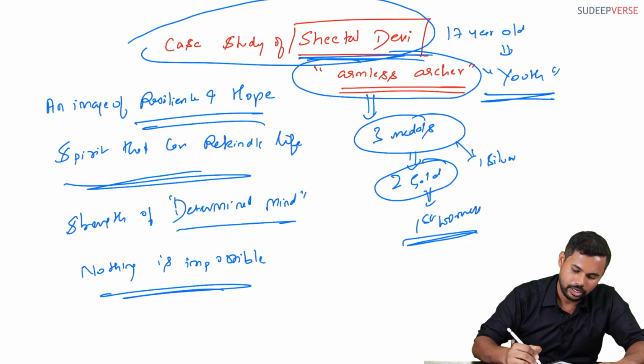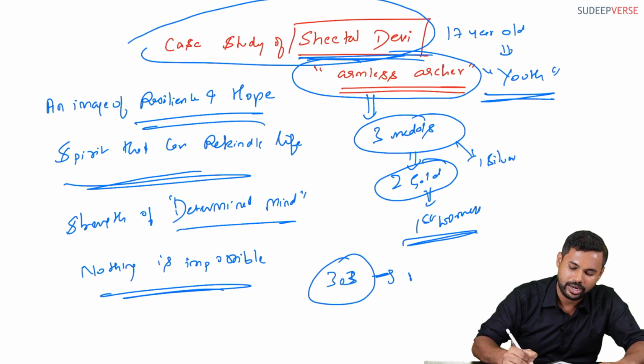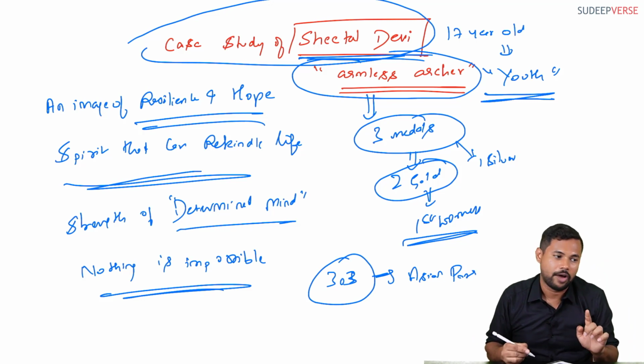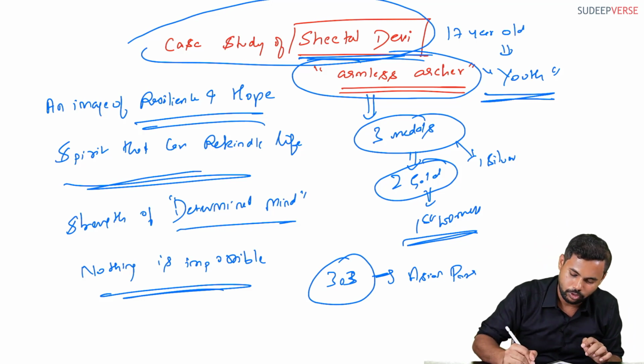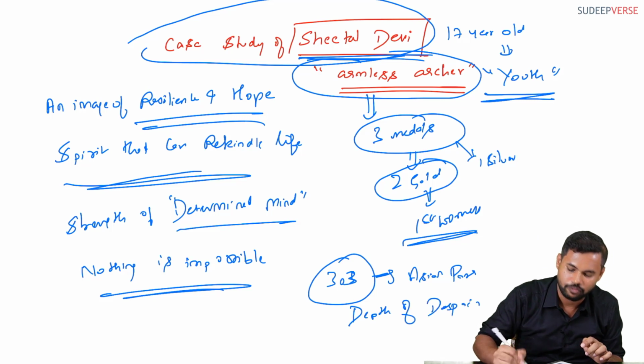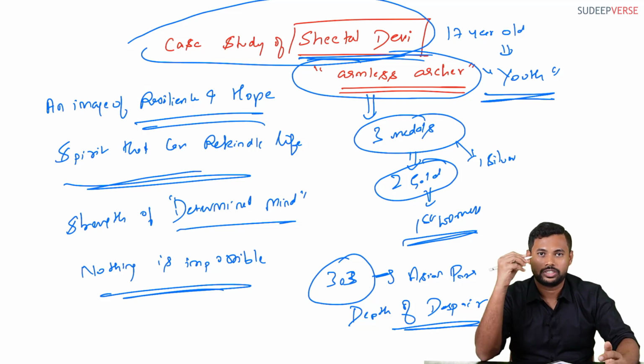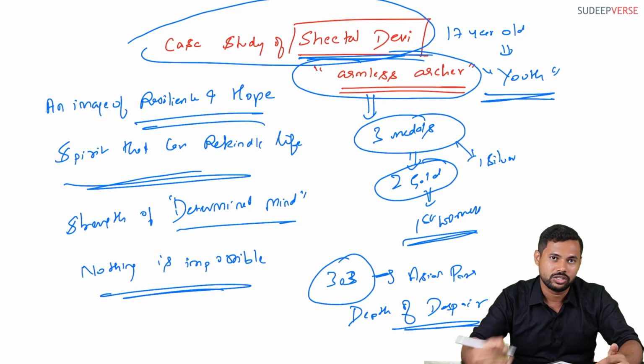And see, there are 303 para athletes who participated in the Asian Para Games. Okay, each of these 303 para athletes have come from the depth of despair, and now they have achieved a very tall stature by winning medals in the para games.